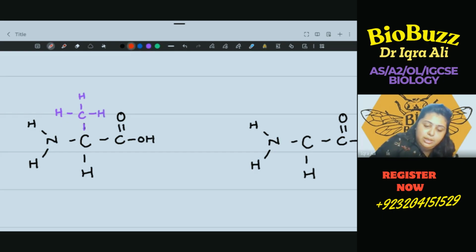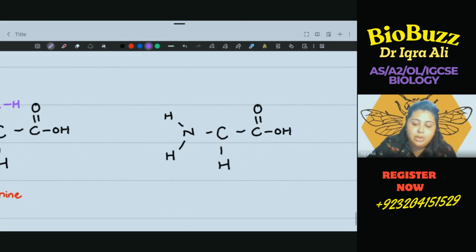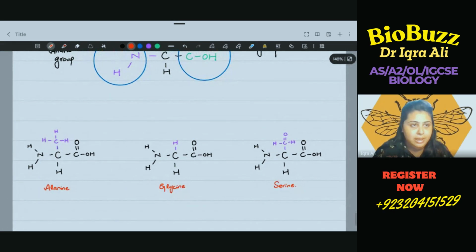this group, the amino acid is called alanine. So we will form an amino acid which is alanine. If I'm going to simply replace the R group with hydrogen, we can say this amino acid is glycine. If I'm going to replace the R group with the carboxylic group, again C, H, and double O, I can call this amino acid serine. So this is how changing the R group can change the type of amino acid.